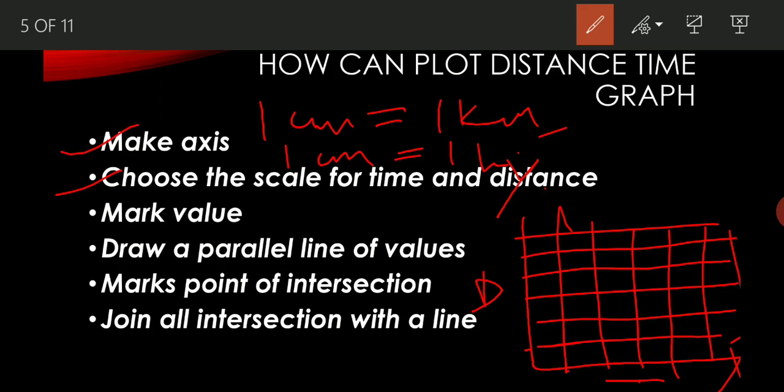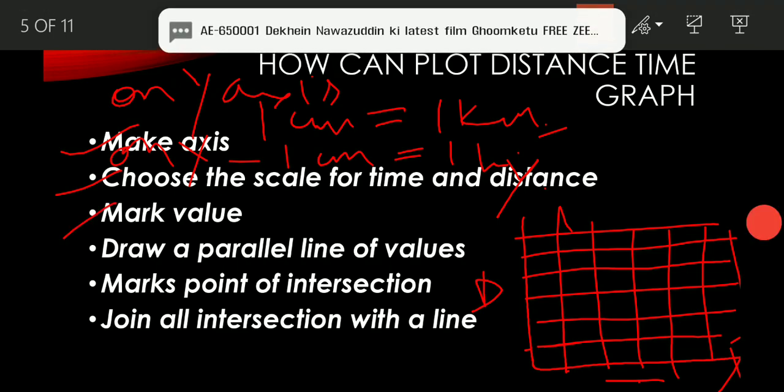Otherwise you can also choose 1 centimeter is equal to 1 meter, or 1 centimeter is equal to 1 second. But don't forget to write here, on the y axis 1 centimeter is equal to 1 kilometer, and on the x axis 1 centimeter is equal to 1 hour. Clear? Now we have chosen the scale for time and distance. Now the next thing is to mark the values.